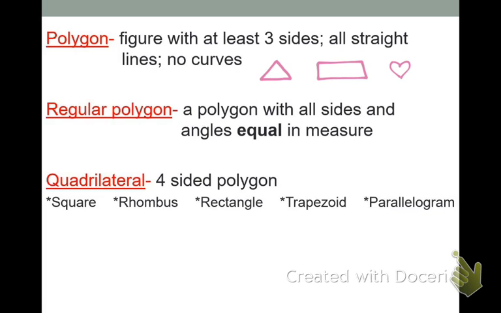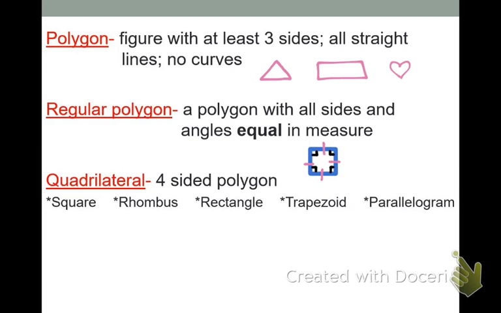Next up, we're going to talk about a regular polygon. This is a polygon that has all sides and all angles equal in measure. So let's imagine that we had something like this, and it has these little markings on it. Whenever it has markings that look like that, that means the sides are all exactly the same length. Now, if it had something that looked like this, what does that little thing tell us? It's a right angle. Those are all right angles, which means all of their angles are exactly the same.